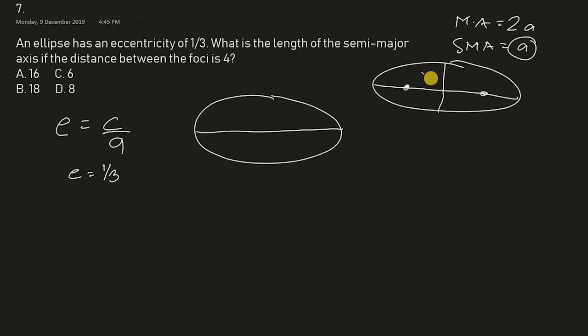Ibig sabihin, yung C ko is equal to 2. C ko here is equal to 2, di ba? Kasi parang hinati ko sila. So, I know that the value of my C is 2 and the value of my eccentricity is 1/3. How can I now solve for the value of A? Using this formula, I can solve for that.